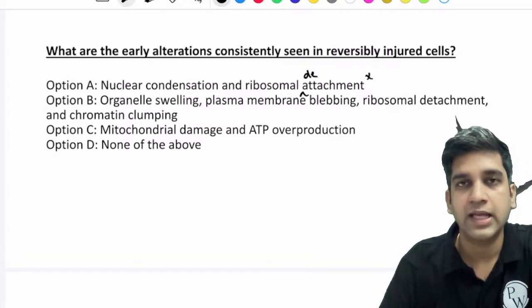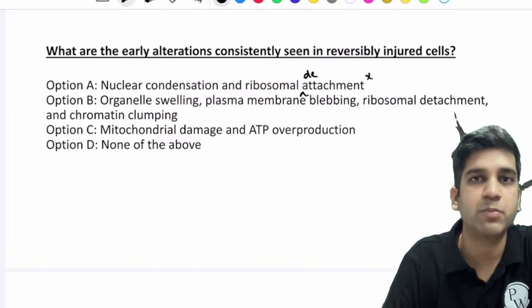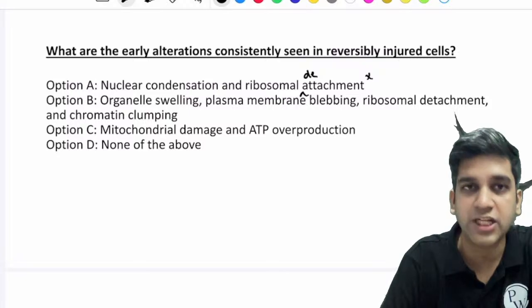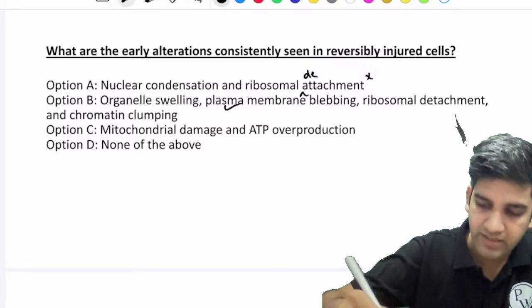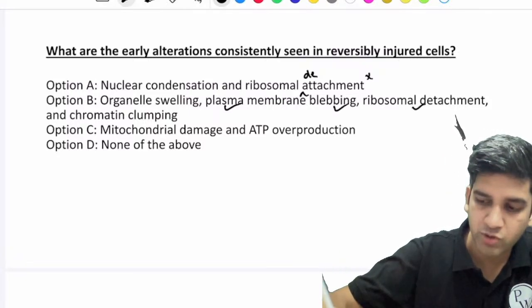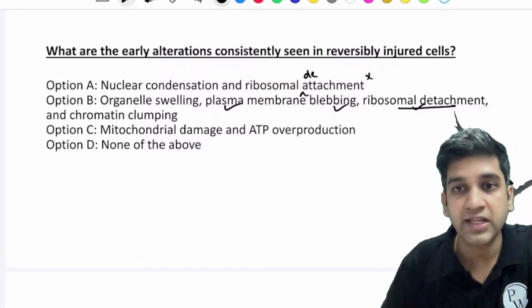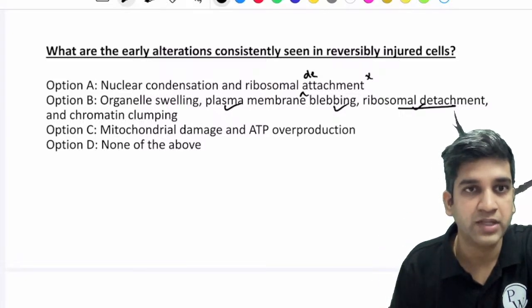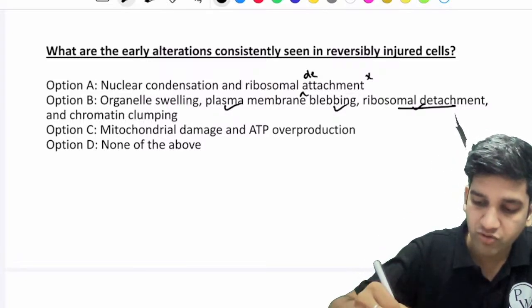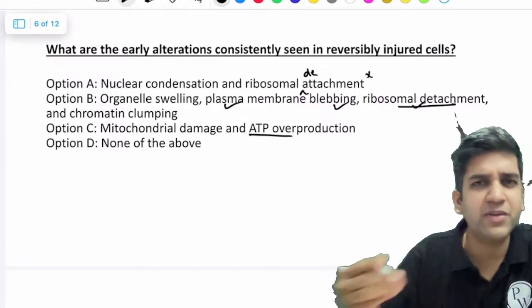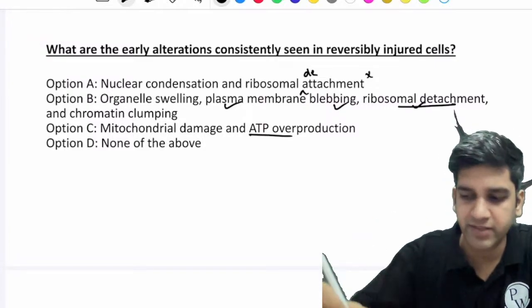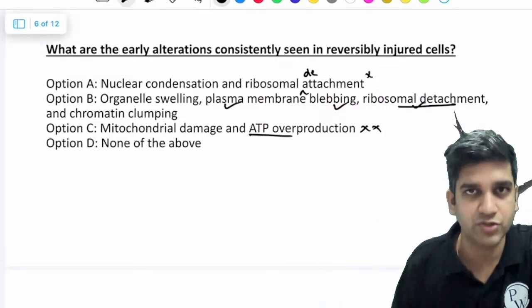Nuclear condensation and ribosomal detachment. Yes, it's possible in a reversible cell injury, not an attachment of ribosomes. Organ swelling, yes. Plasma membrane blebbing, yes. Ribosomal detachment, yes. Option B, like you said, is the right answer. Mitochondrial damage and ATP: ATP will never be overproduced when there is mitochondrial damage, so this option itself is wrong.